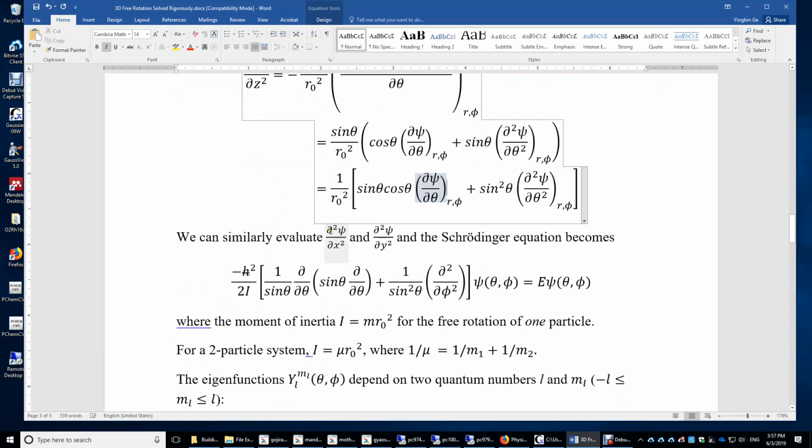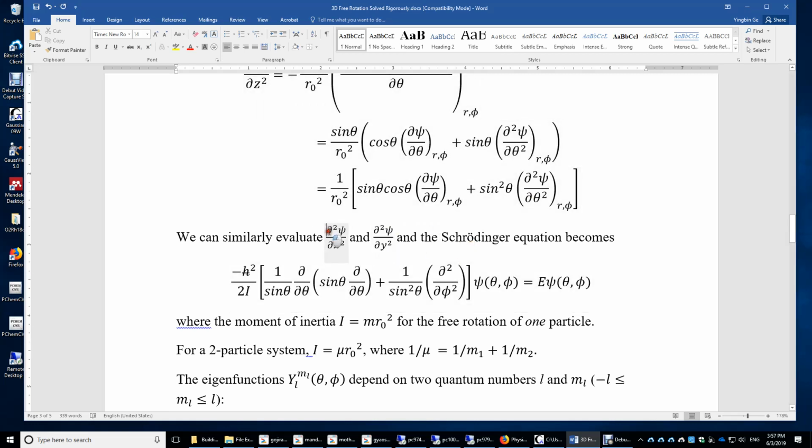What about the second derivative of psi with respect to x and y? They're much more tedious. It's not too complicated. It's not too difficult, but it's very tedious. So I'll skip this derivation here. And if you're interested, I will post some supplemental information about deriving this too.